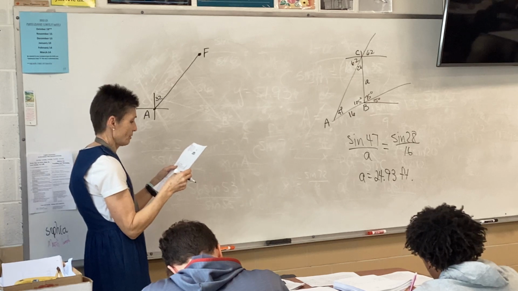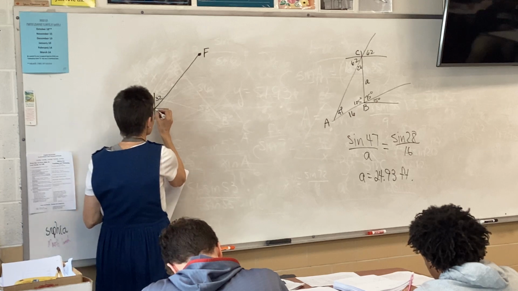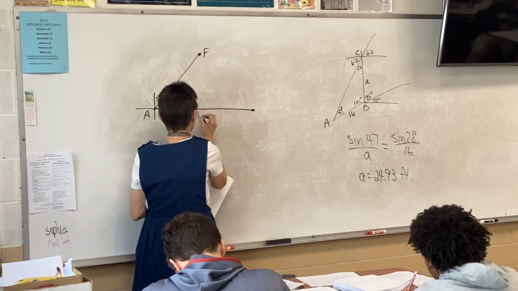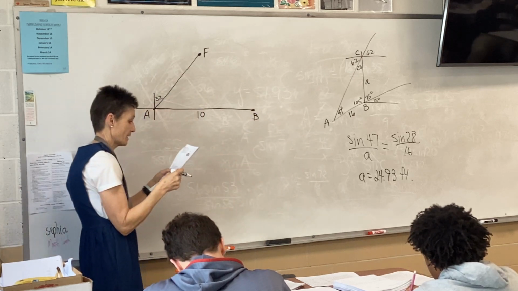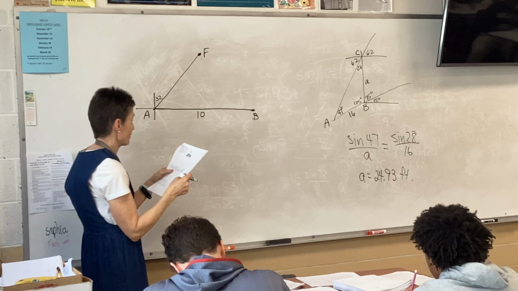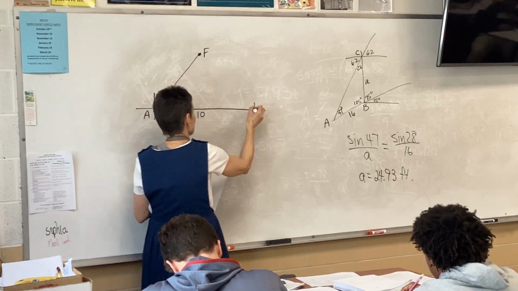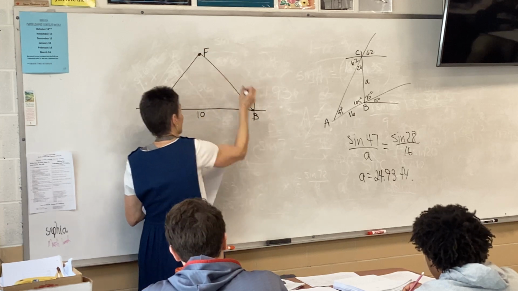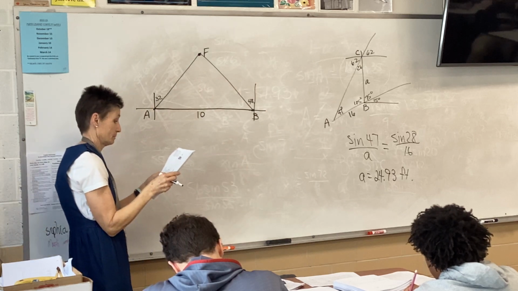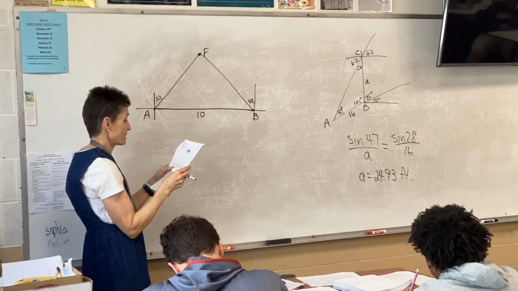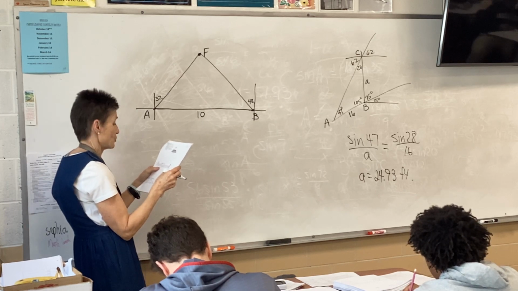The other ranger is 10 miles due east of A. So he's over here, 10 miles due east of A. He's at Ranger Station B. Sights the same fire 48 degrees west of north. Find the distance from each ranger station to the fire.